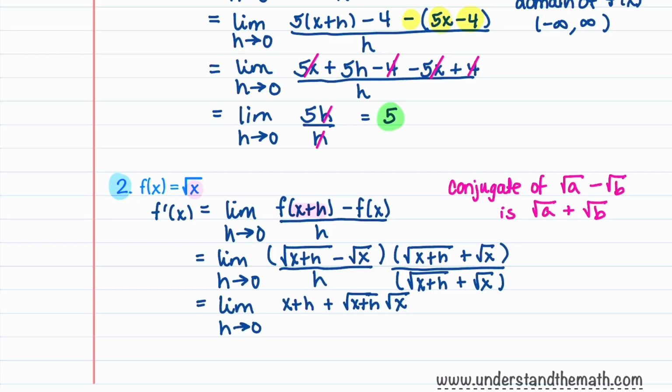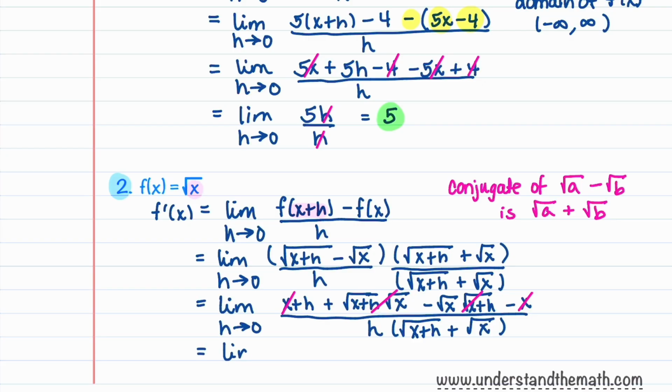Now we multiply the inner terms, which is minus root x plus h. And then we multiply the last terms, which gives us a minus x, because that's square root of x times square root of x. And all of this is divided by h times the square root of x plus h plus root x. Now let's go ahead and see what cancels. We have an x that cancels, and then these terms with the square roots cancel, which is really nice. So let's see what we have left.